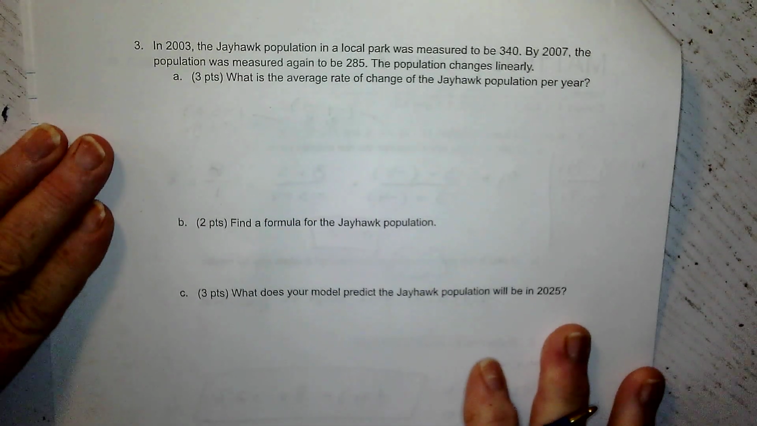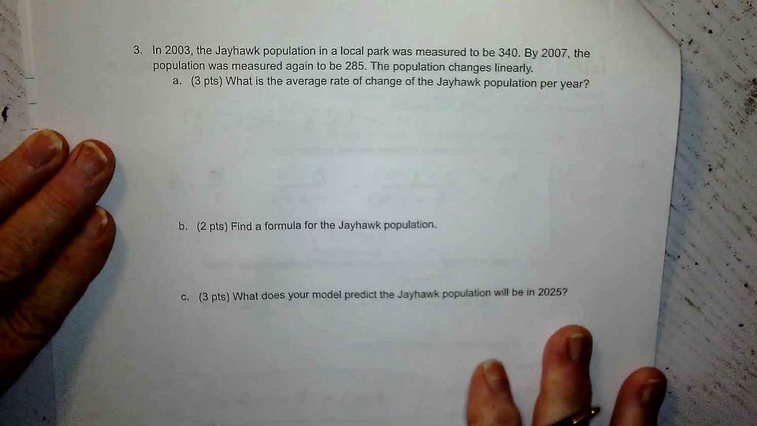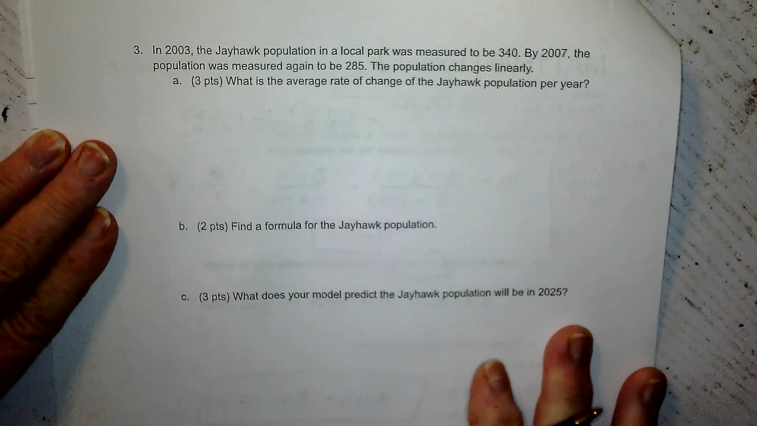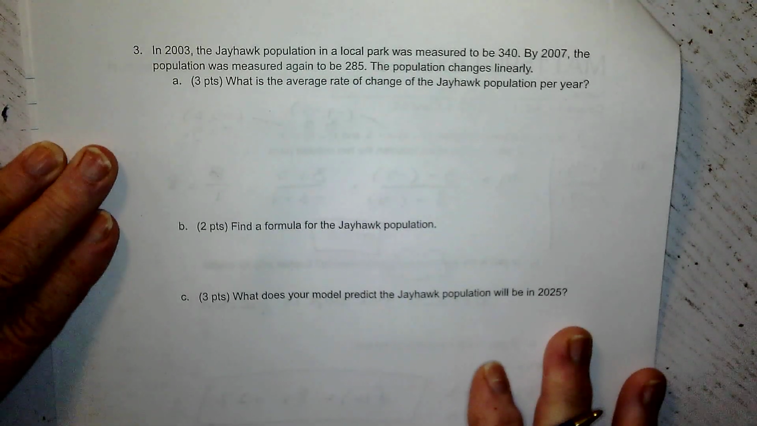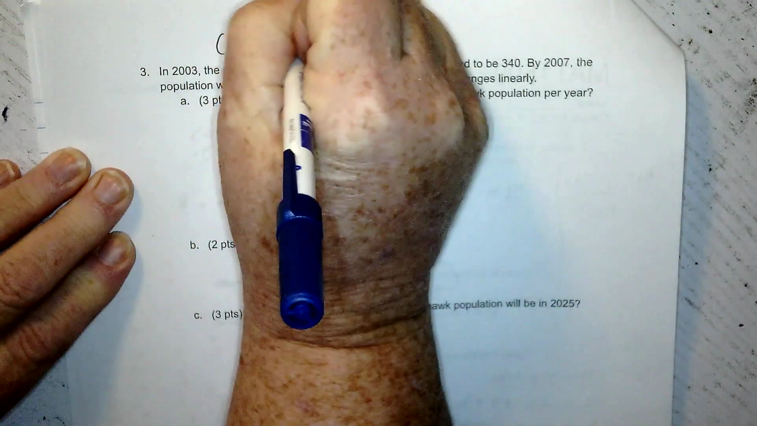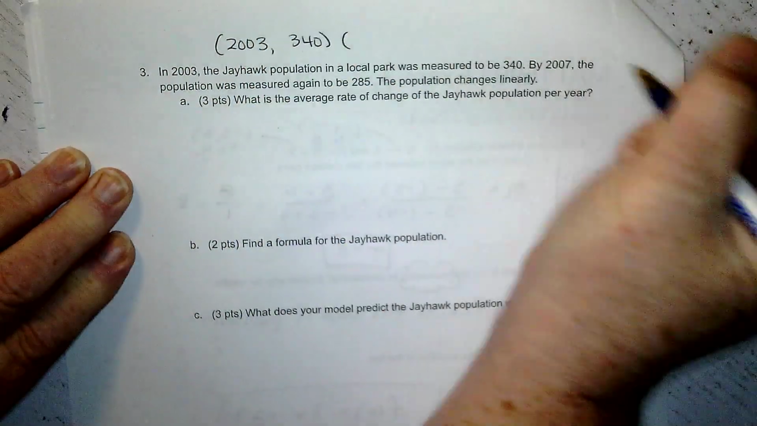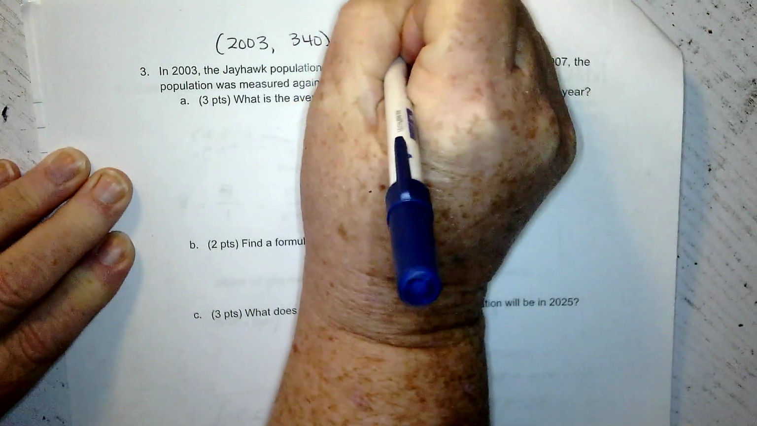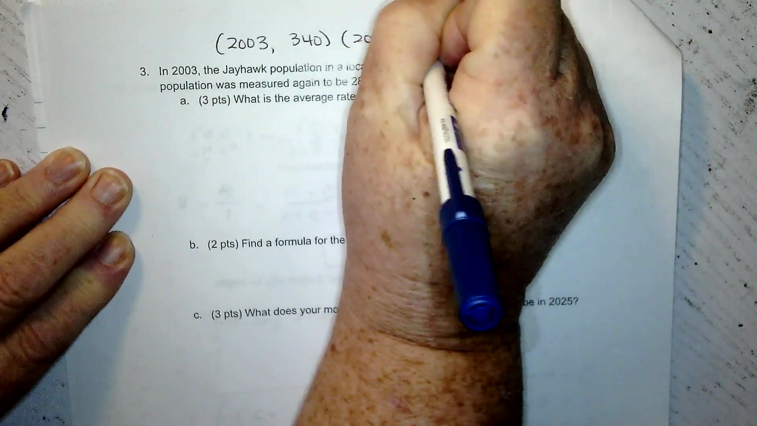In 2003, the Jayhawk population in the local park was measured to be 340. By 2007, the population was measured again to be 285. The population changes linearly. What is the average rate of change of the Jayhawk population per year? And I was assuming this is a bird. 2003, comma, there were 340 Jayhawks. And then in 2007, there were 285 Jayhawks.